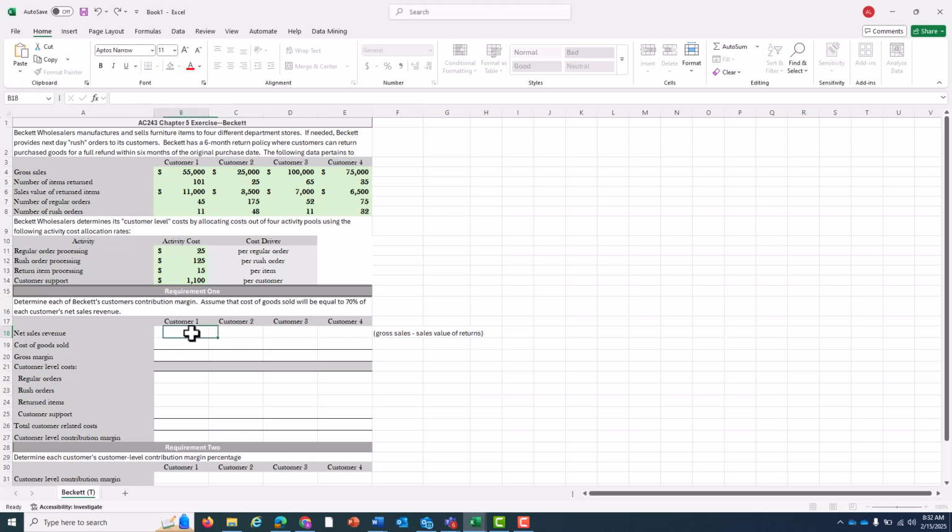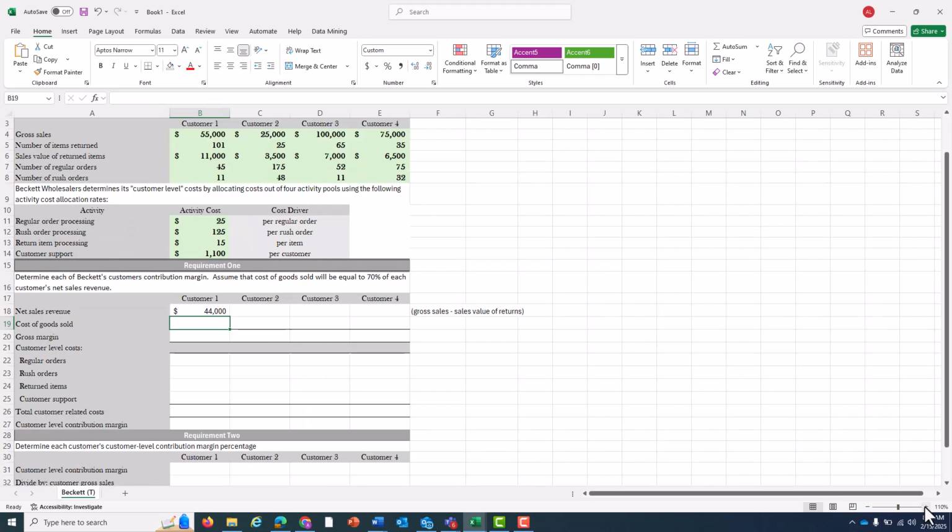So for customer 1, who had gross sales of $55,000, they also returned $11,000 worth of the inventory that we sold them, so we have to reverse out those sales, and net of that reversal, customer 1 had $44,000 of net sales revenue. Let me make it a little bit bigger for everybody to look at.